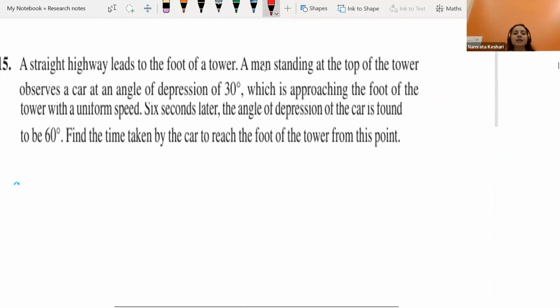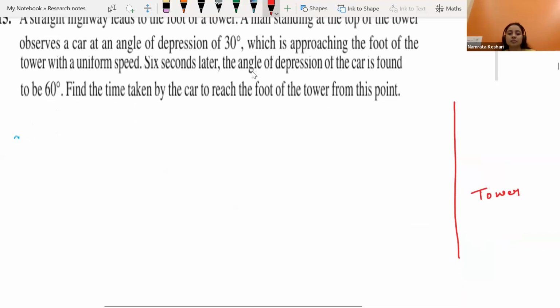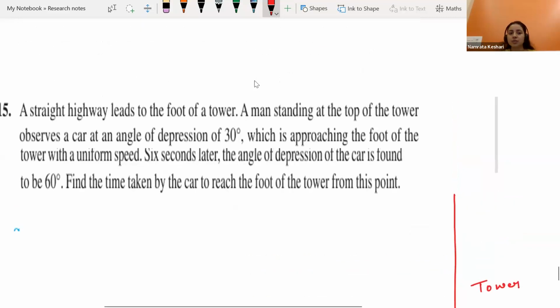A straight highway leads to the foot of the tower. Okay, a tower is there. A highway is there, which is just leading to the foot of the tower. That's what the first statement says. A man standing at the top of the tower. Okay, here a man is standing.